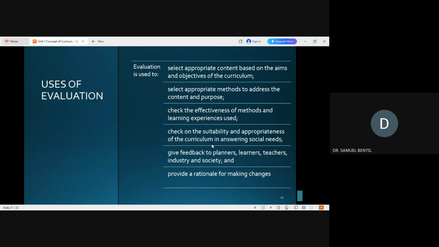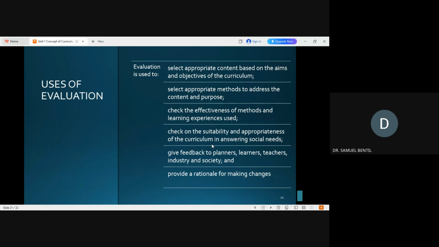Now, what are the uses of evaluation? Through curriculum evaluation, we are able to select appropriate content based on the aims and objectives of the curriculum. We are also able to select appropriate methods to address the content and the purpose. And we are also able to check the effectiveness of the methods and learning experiences used.